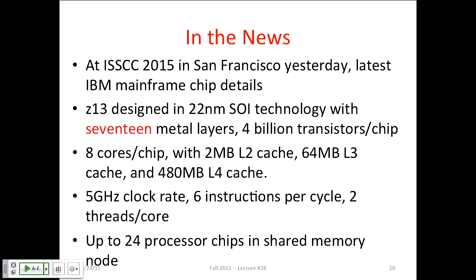4 billion transistors on the chip. They actually have a cache chip that has 8 billion transistors on the chip, but the processor chip is 4 billion transistors. And this chip has 8 processors on it, a little more complicated than the ones we're going to talk about today.